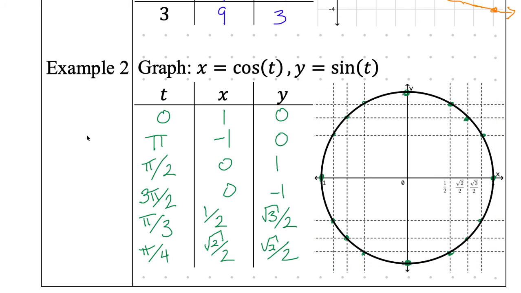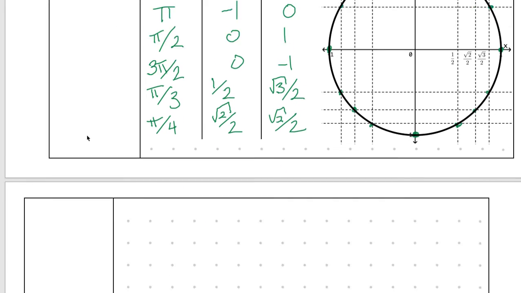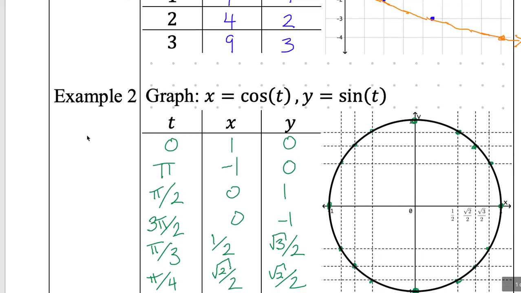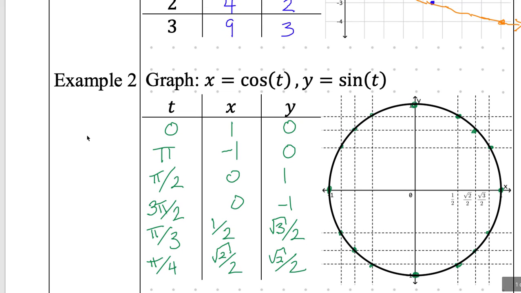All right. So let me ask you to predict something. What do you think would happen if we switch this so that x was sine and y was cosine? What do you think the shape would be? You'll figure it out on the homework. But that's all I have for you. There's no backside to this.